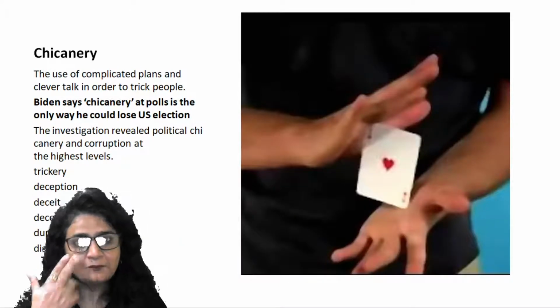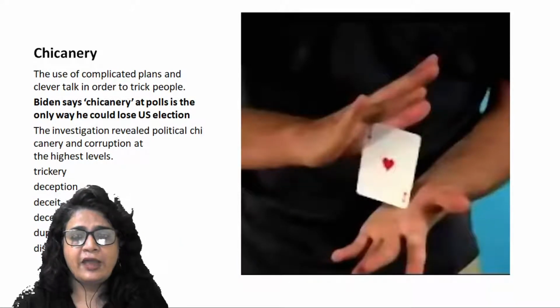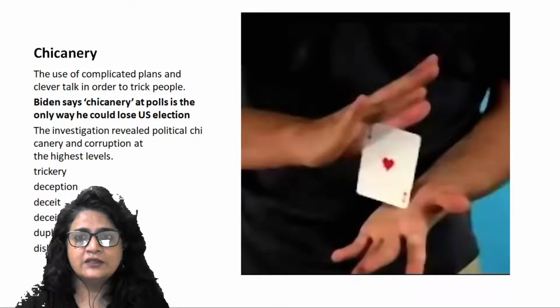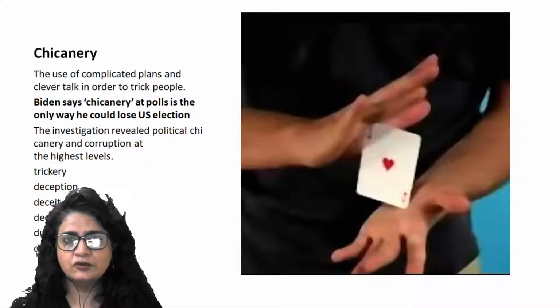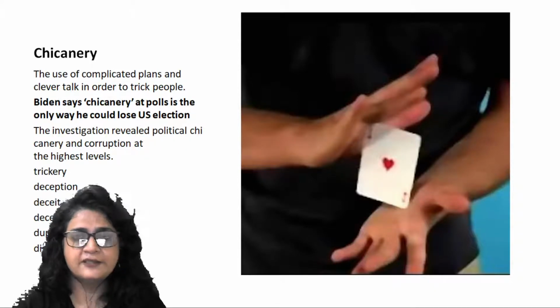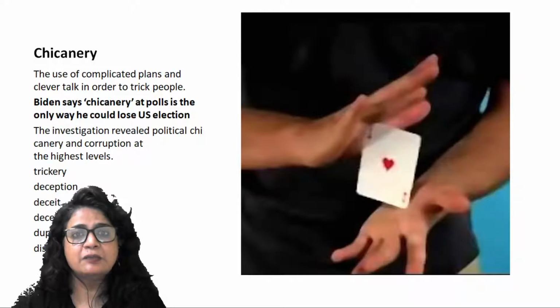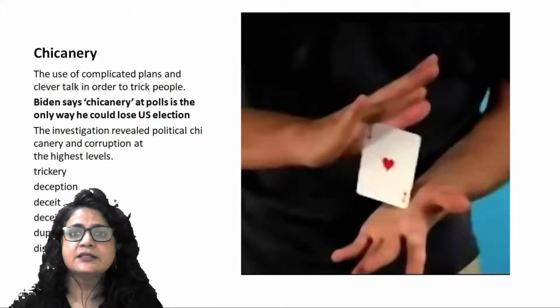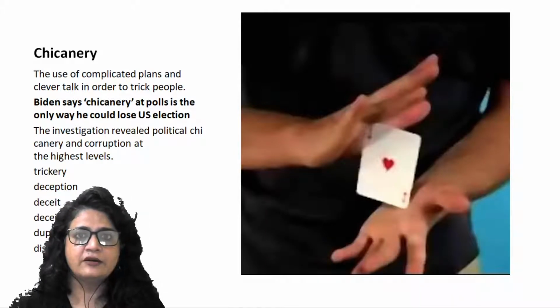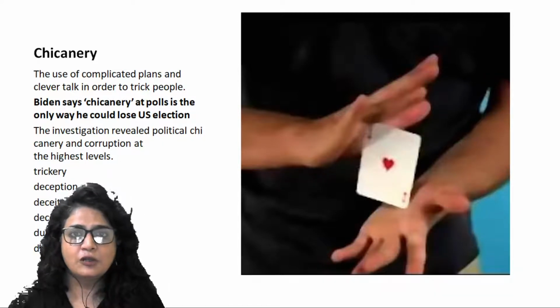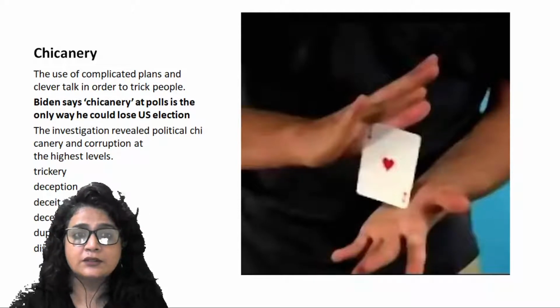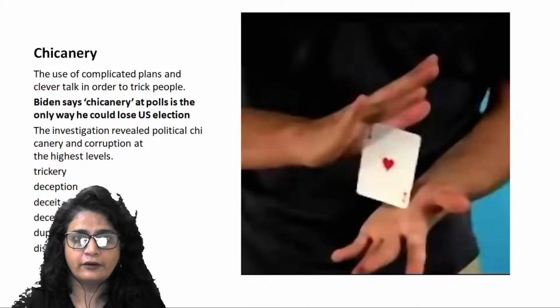Chicanery. So you have a picture of a man who is holding a card in his hand, and with his deceptive techniques he's possibly trying to trick the people before him. Either he's playing cards with someone, or he's showing magic, or whatever he's doing, he is playing some trickery with that card. Alright? So chicanery is being deceptive. Chicanery is to deceive people with your tricks. The use of complicated plans and clever talk in order to trick people is chicanery.